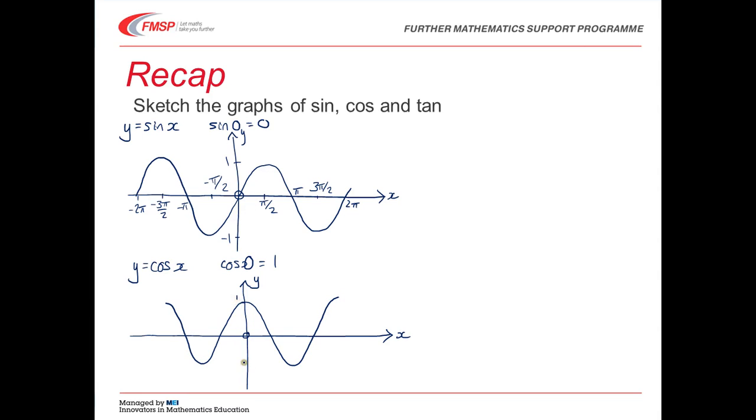Okay, maximum and minimum minus 1 and 1 again. Intersection at pi over 2, minimum at pi, 3 pi over 2, 2 pi. And symmetric, cos of course being an even function and sine being an odd function.